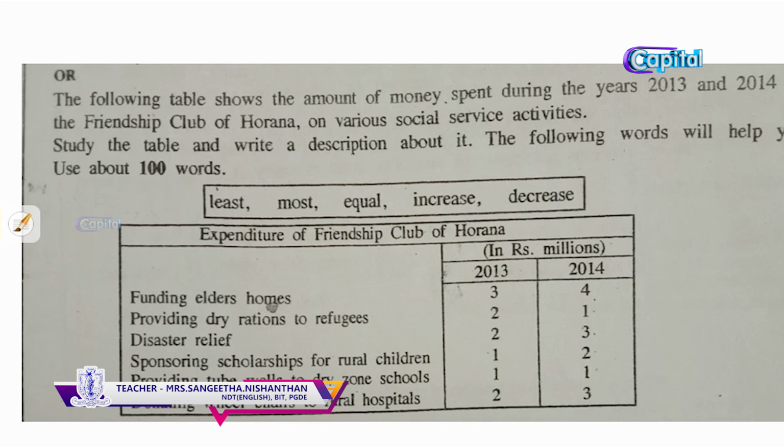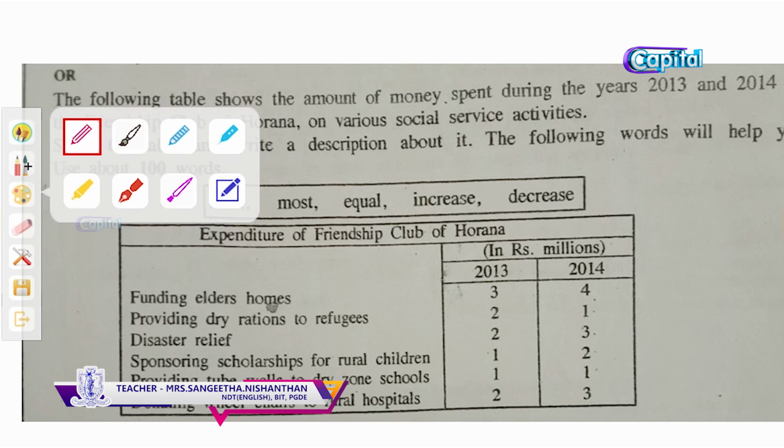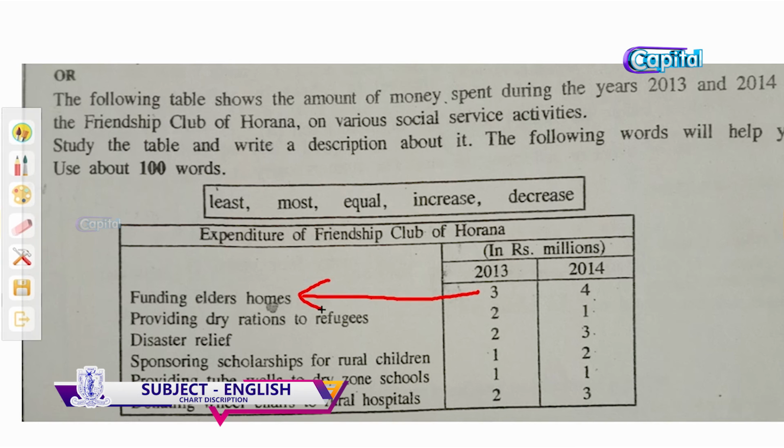Right. When overviewing this, we can know that they spent more money on funding elders' homes in 2013 and in 2014. But in 2013 they spent only 3 million and in 2014 they spent 4 million. So there is a slight increase of 1 million. And the least amount of money is spent on providing tube wells to dry zone schools. It is 1 million in both years, and equal amount of money is spent for disaster relief and donating wheelchairs to rural hospitals in 2013 and in 2014.